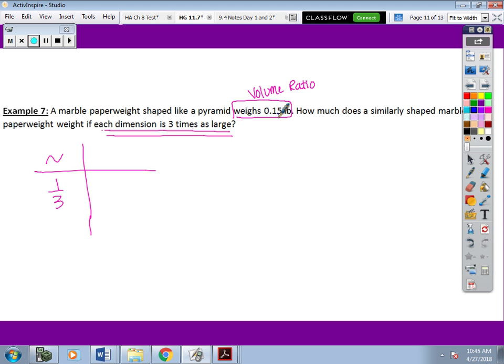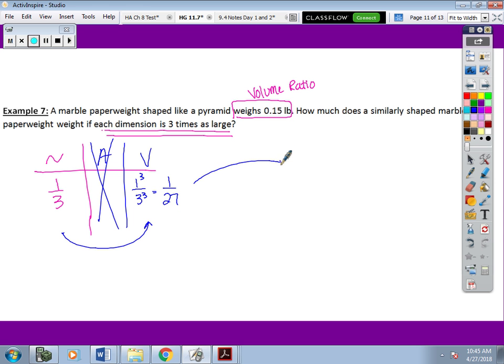Now, we want to find the volume ratio. So I really don't need this area. I just need the volume ratio this time. So to get from similarity to volume, what do I do? Cube, which is 1/27. Now we can write our proportion. So 1 over 27 equals, and this weight was the smaller paperweight, so that goes in the numerator. X would go in our denominator. And we'll cross multiply and get 4.05 pounds.